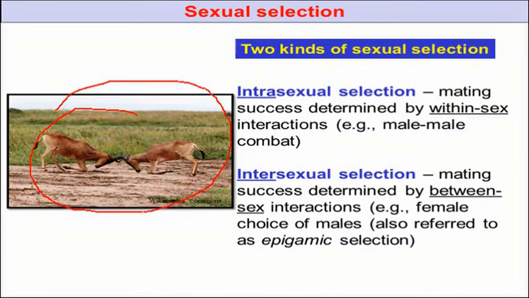In many cases, this kind of competition takes place between male and female. It is called intersexual selection. It means mating success is determined by between-sex interaction. For example, female choice of males. It is also known as epigamic selection. So how the female chooses the male, and correspondingly how the male tries to establish that he be chosen by the female. Let us see what epigamic selection is.